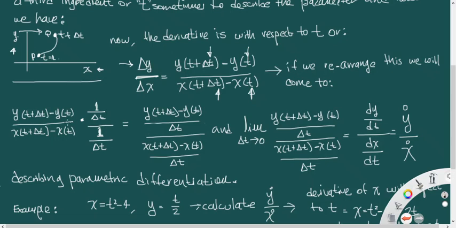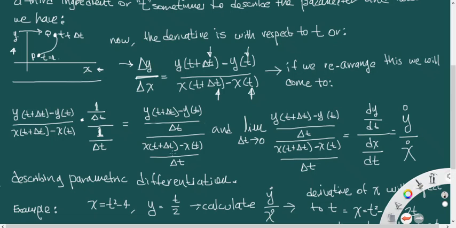If we do this operation, we will come to this: y of t plus delta t minus y of t, divided by delta t, divided by x of t plus delta t minus x of t, divided by delta t. This is very similar to the classic definition of the derivative, but in this case we are adding this term, which is the change of t.